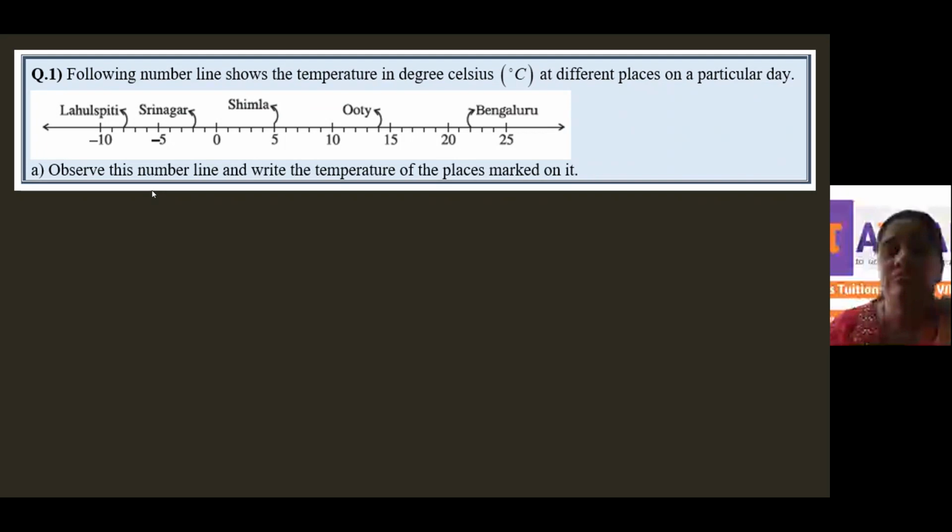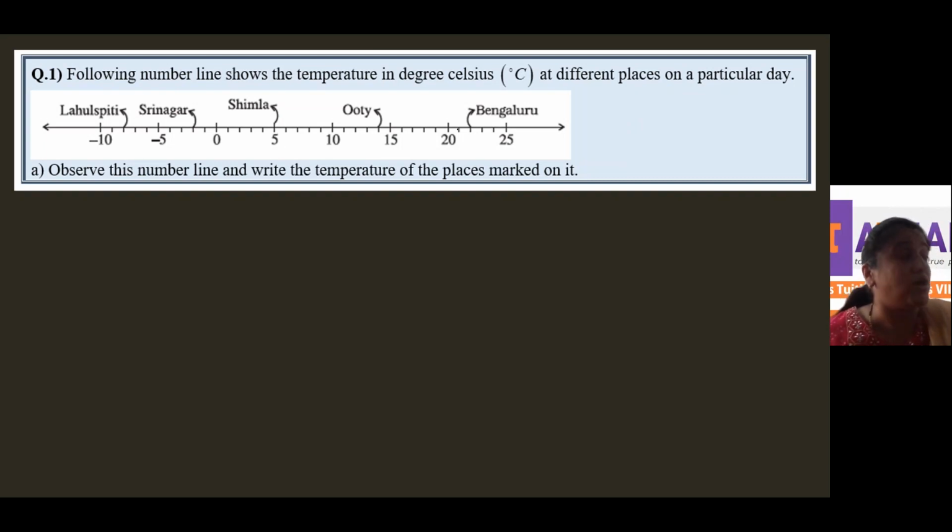Okay. So we have Lahul Spiti. You can see the districts here. Lahul Spiti, Srinagar, that's the capital of Jammu and Kashmir. Shimla, Himachal Pradesh. Ooty, it's a place in Tamil Nadu, and Bengaluru, Karnataka. So Lahul Spiti, Srinagar, Shimla, Ooty, Bengaluru. In these five places, the temperature on a particular day is measured and represented on the number line.